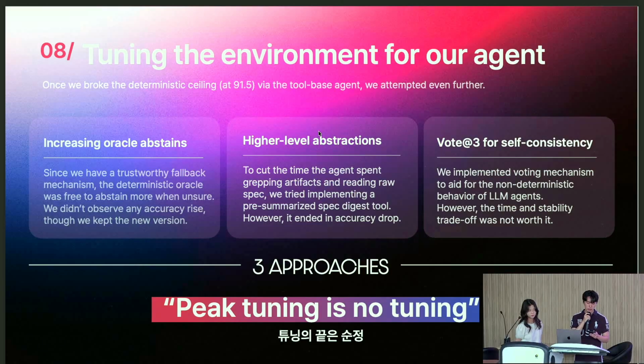Second, we tried a higher-level abstraction, a pure summarized spec digest tool, to save the agent from grabbing raw docs. That actually hurt accuracy, so we dropped it. And third, we added a vote of 3 for self-consistency to deal with the agent's non-determinism, but the time and stability trade-off just wasn't worth it.